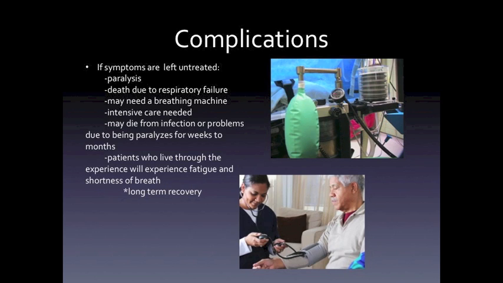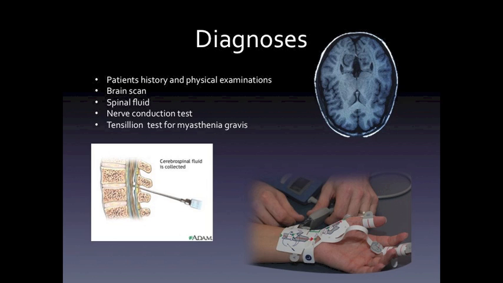So once you contract these symptoms, if you leave them untreated, some complications do arise, such as paralysis and respiratory failure. You may need a breathing machine, and you could possibly die from the infection. Some patients that do live through it experience fatigue and shortness of breath, and they have a long-term recovery.